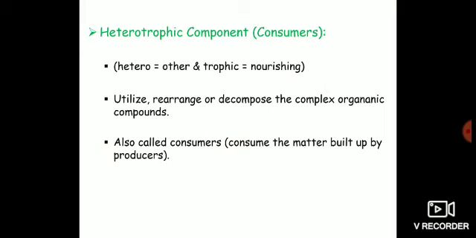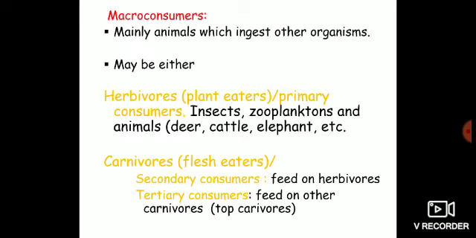Okay, now the second component is the heterotrophic component. These are also known as consumers, because they consume the matter which is built up by the producers. And this word heterotrophic is derived from two words: hetero, which means other, and trophic, which means nourishing. That means those organisms which are themselves not able to manufacture their own food material, but instead depend on other organisms for their nourishment. Okay, and these have been divided into two categories: macro consumers and micro consumers.